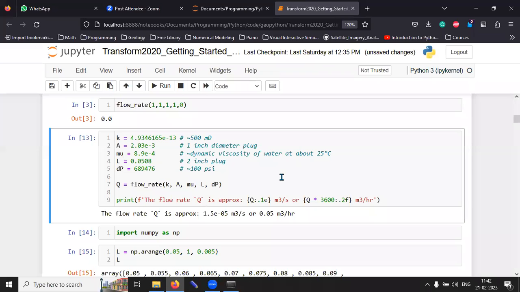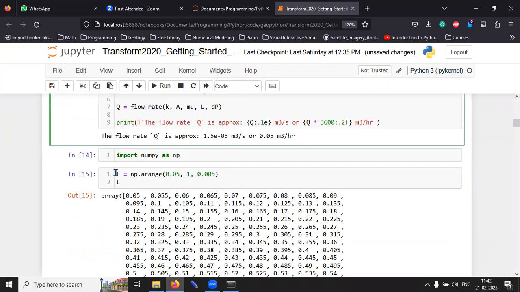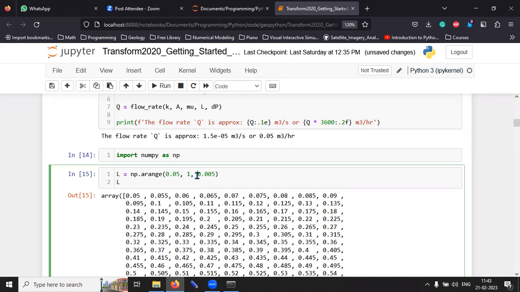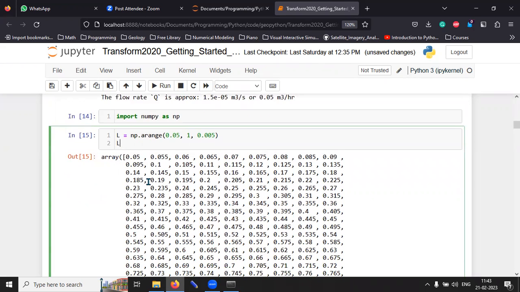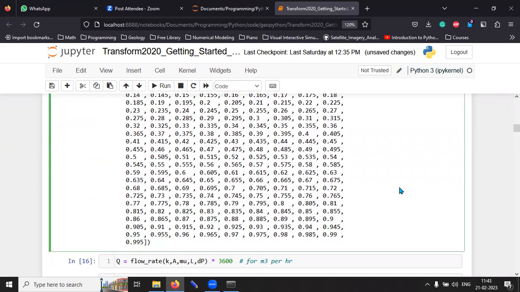Now, one would be very interested in how, if the length varies, how the flow varies. So the first thing we are going to do is create a range of values for the length of the aquifer. And we are saying that the length of the aquifer varies from 0.05 to 1. And we are going to look at how the flow rate varies every 0.005 meters. So this is the array telling you each individual distance points.